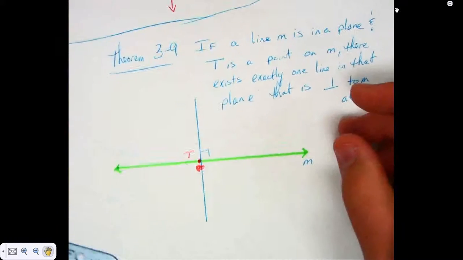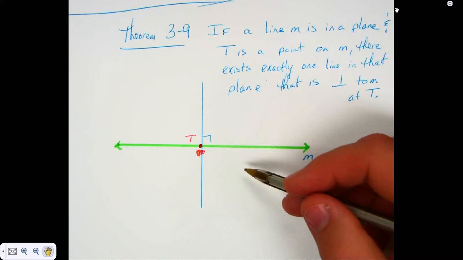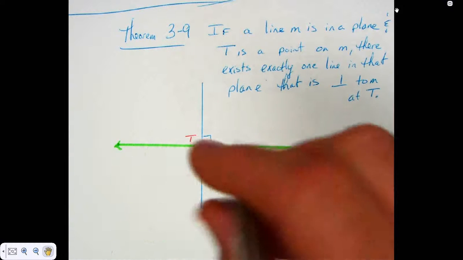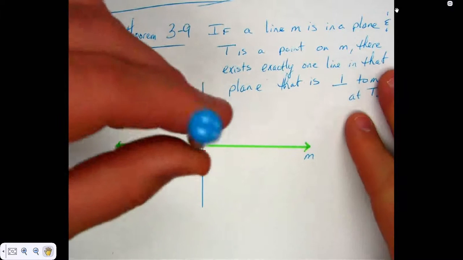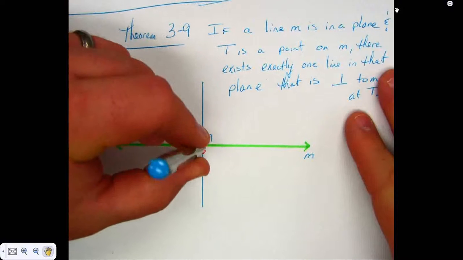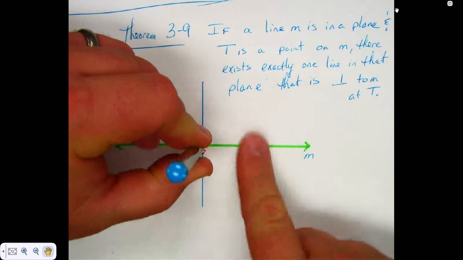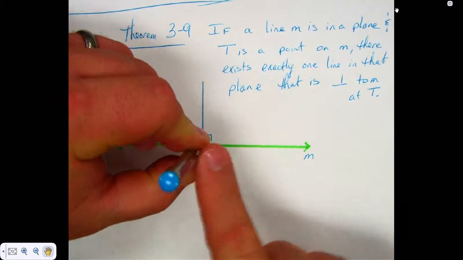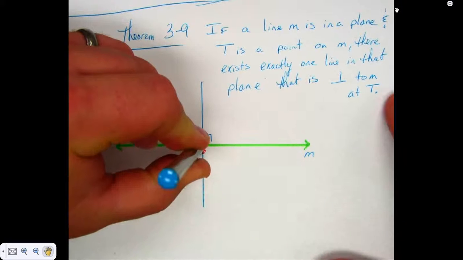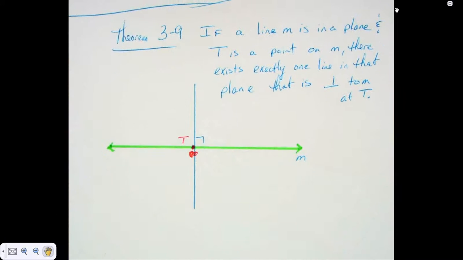Now, why did they have to say in this plane? Look at my pencil up here. Could I not come from the top exactly in here and make a perpendicular from a different plane? But they're just talking about in this plane.